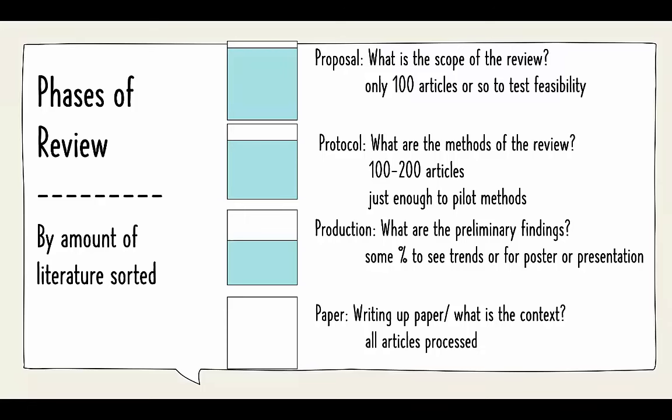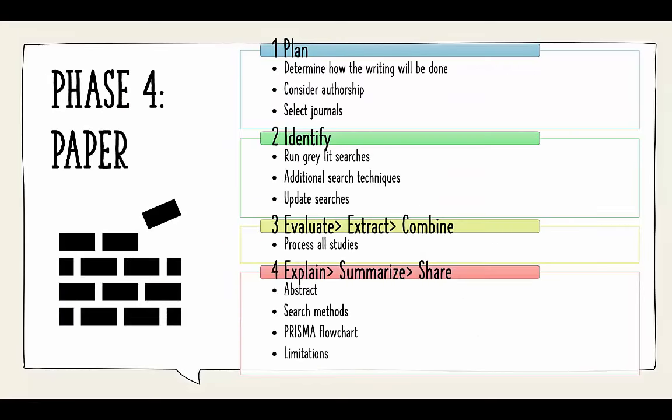As you're getting into the protocol, you probably need a little bit more to work with. You need enough to pilot all the methods and figure out, is this going to work? When you get into the production phase, which is what we talked about last week, this is where they might have some percentage of that they want to do for a conference proceeding or something like that. Maybe they need to present some findings to funders, but this is where you're going to start to see some trends. And then finally, in this stage, this is where we really need to wrap everything up, right? So they can send off that paper, which is probably the main output that they were looking for.